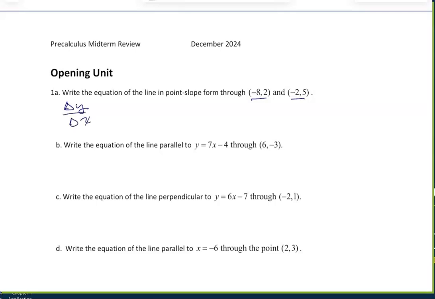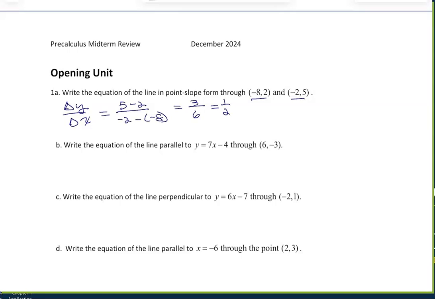First thing we're going to do is get our slope, and it's change in y, so I'm going to say 5 minus 2 over change in x. This is going to be negative 2 minus a negative 8. Okay, so that's going to be 3 in the top. Negative 2 plus 8 is a positive 6. So my slope is 1/2.